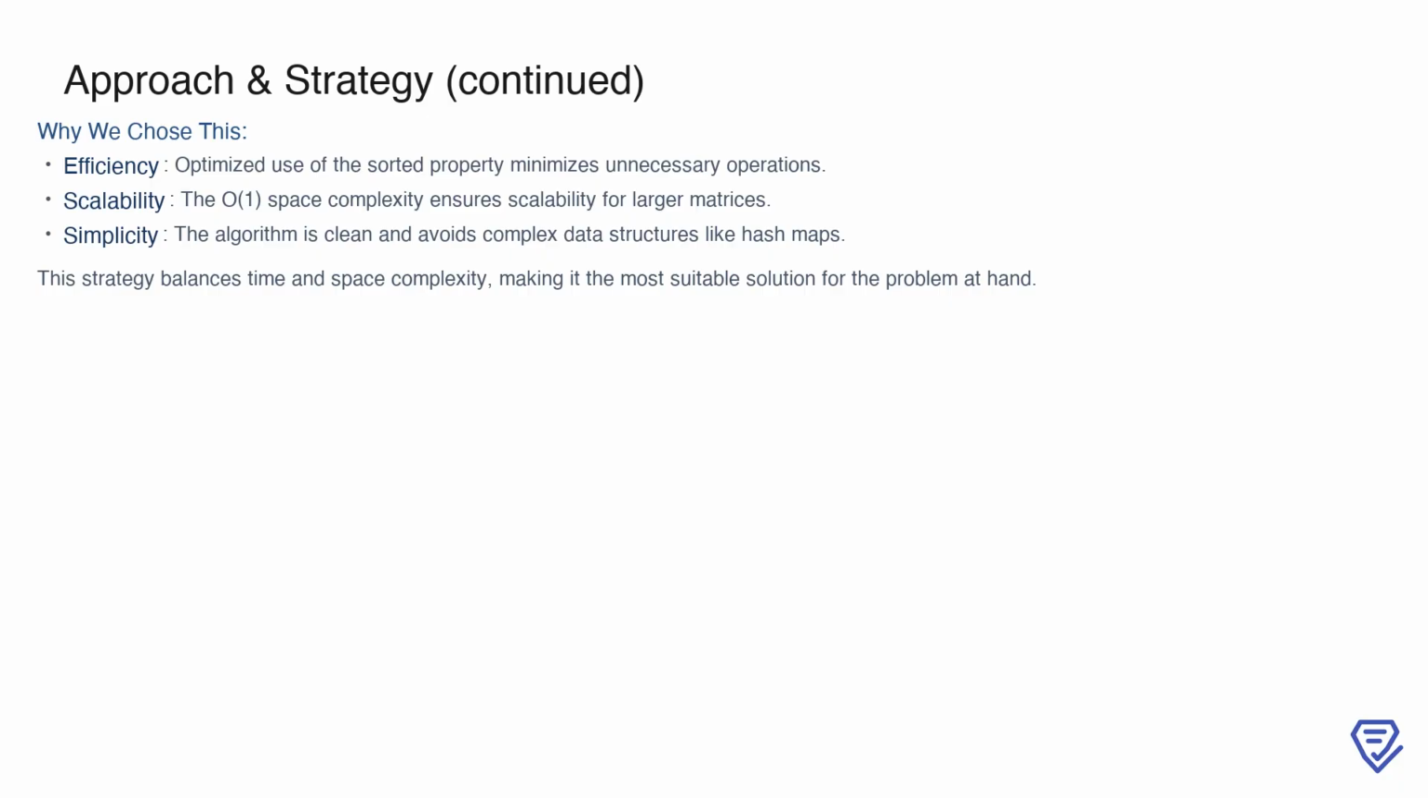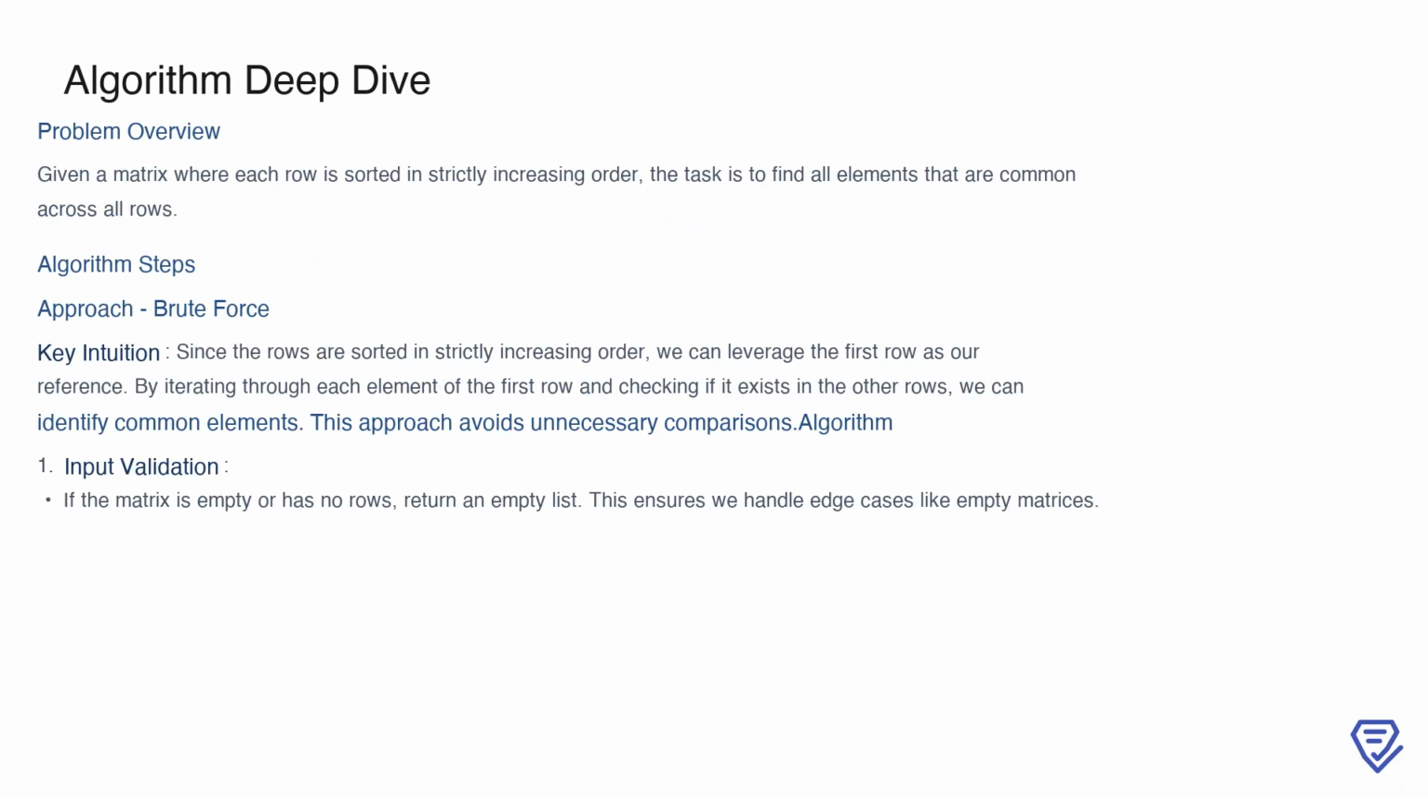Additionally, the algorithm avoids the complexity of data structures like hash maps, making it easier to implement and understand. This balance between time and space efficiency makes it the most practical solution for the problem. It's clean, avoids redundancies, and is robust enough to handle diverse input sizes, which is why we ultimately selected this strategy. The problem we're tackling here is to find the smallest common element across all rows of a given matrix.